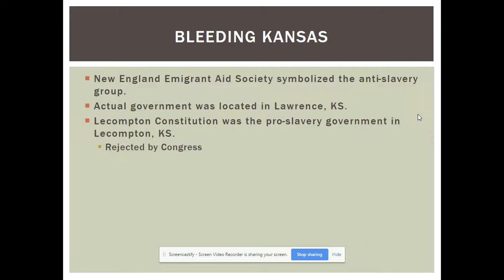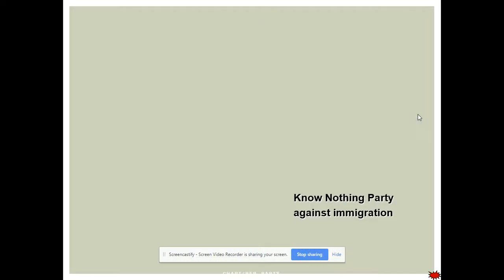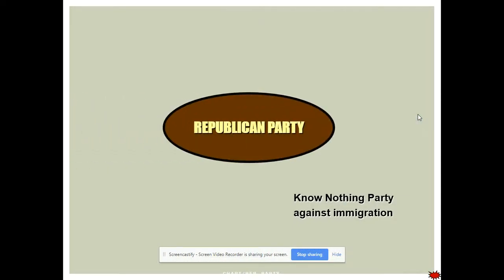And so Lawrence, Kansas becomes the capital, and the Lecompton Constitution was this pro-slavery government that they try to form, and that the federal government declares illegitimate in Lecompton, Kansas. It gets rejected by Congress. It wasn't legitimate government. They lost the election, the slavery side, but they claimed that they won it. And anyway, so one of the things that you'll see is that this popular sovereignty jacks up the U.S.